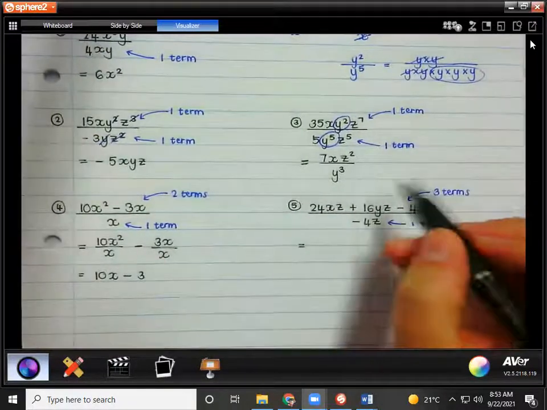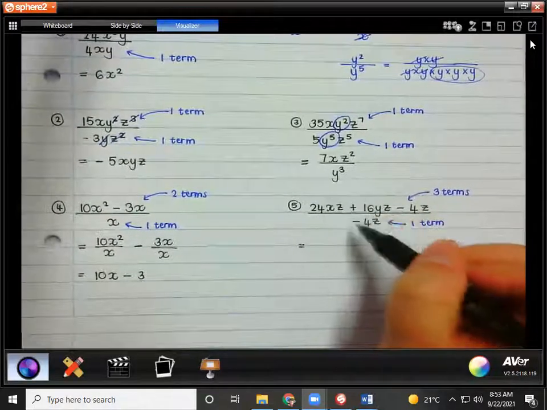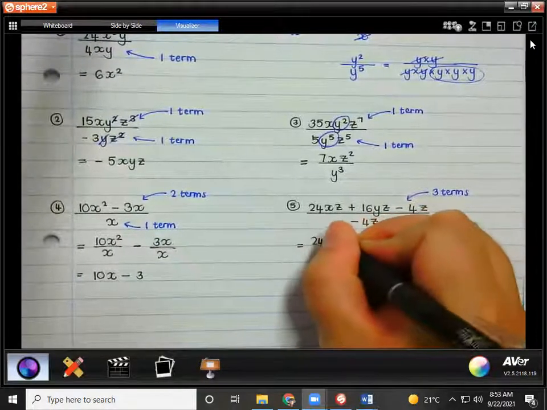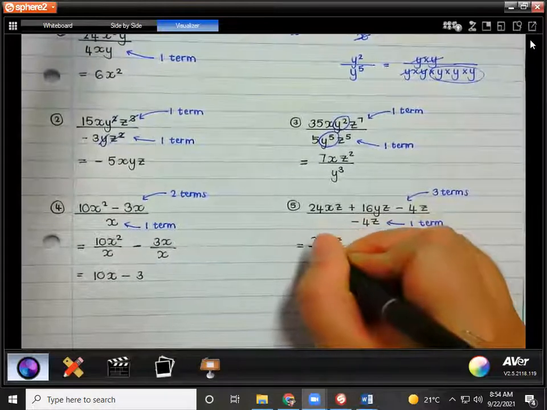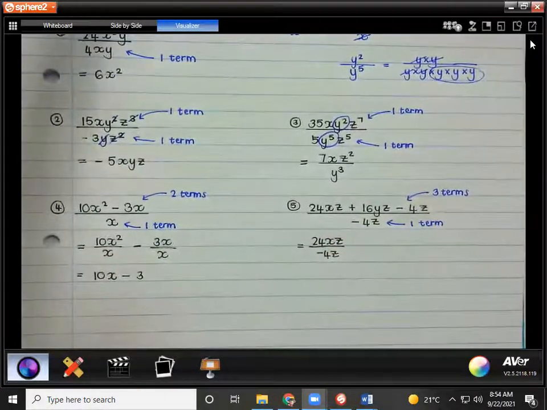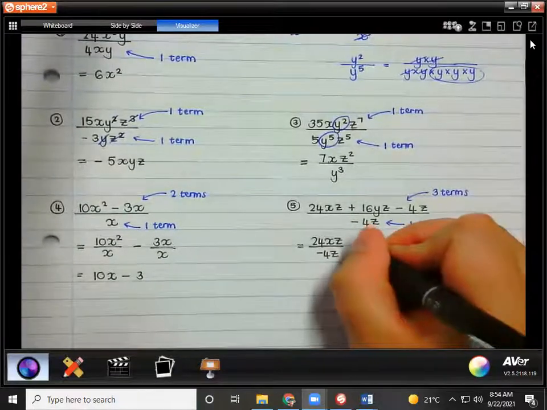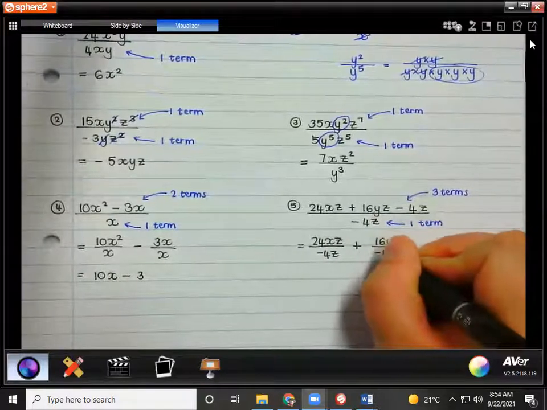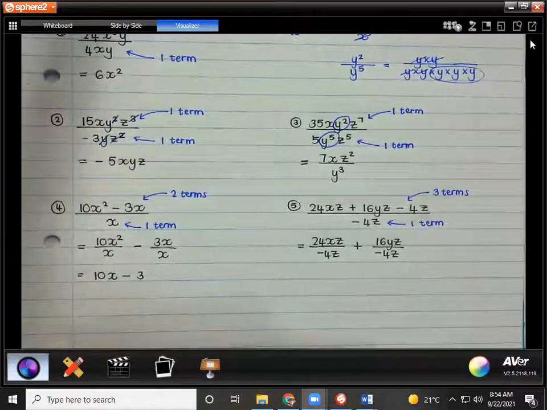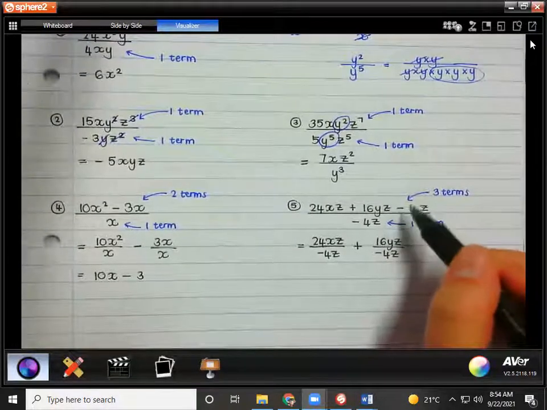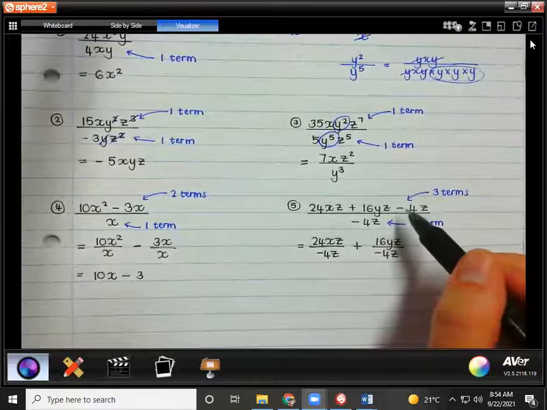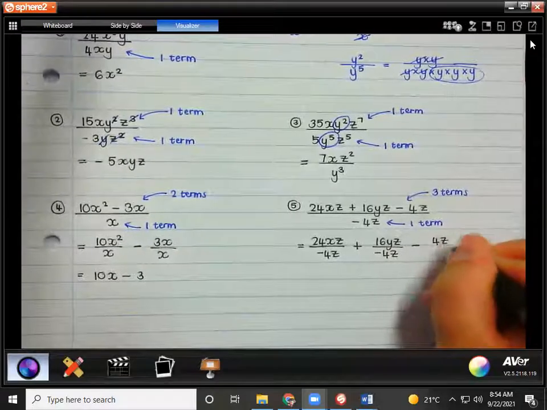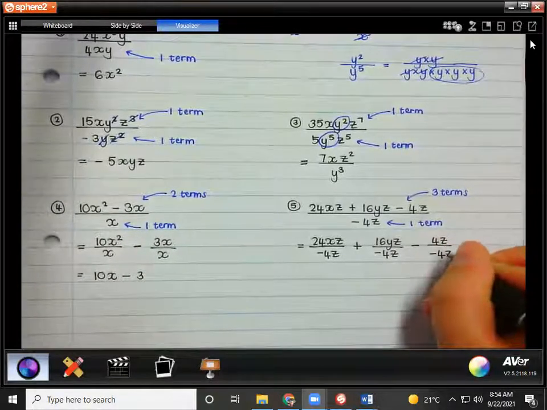Okay, so we know that the fraction line means division, so I have to divide everything at the top by negative 4z. So I'm going to say 24xz over negative 4z. That's the first term. Plus the second term, 16yz over negative 4z. Now I'm going to put a minus in front of the next one because there's a minus in front of that third term, all right? Or the third term rather is a negative term. So negative 4z over negative 4z like that.